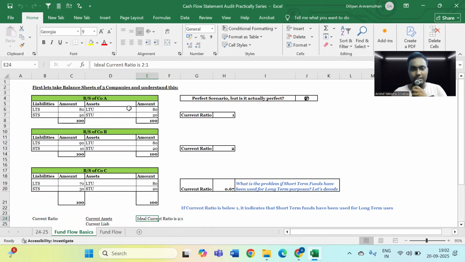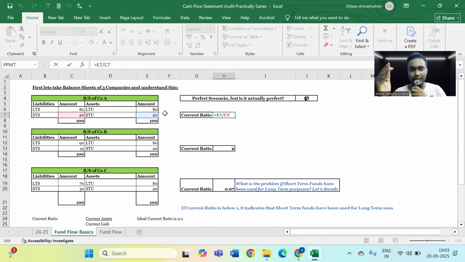So what is the logic for this? Guys, if you see this company, the company has a current ratio of 1. How do I arrive at this? My short-term uses, which are my current assets, go in the numerator, and my short-term sources, which are my current liabilities, go in the denominator. Basically, my current assets by current liabilities, which is 20 by 20, comes out to 1.